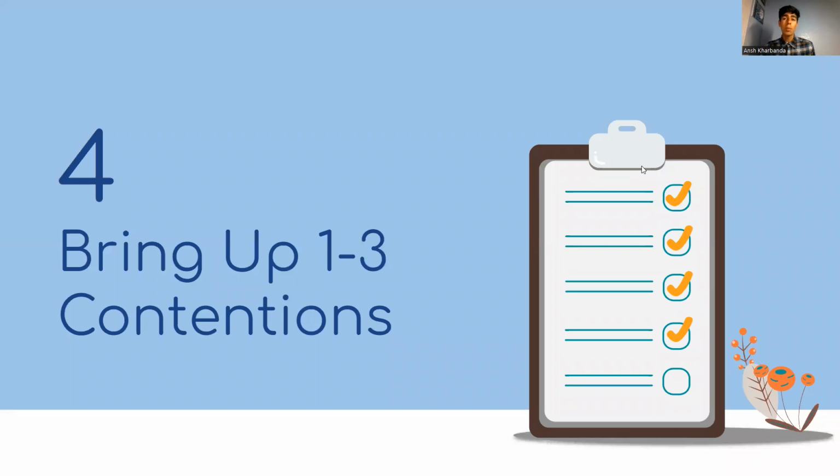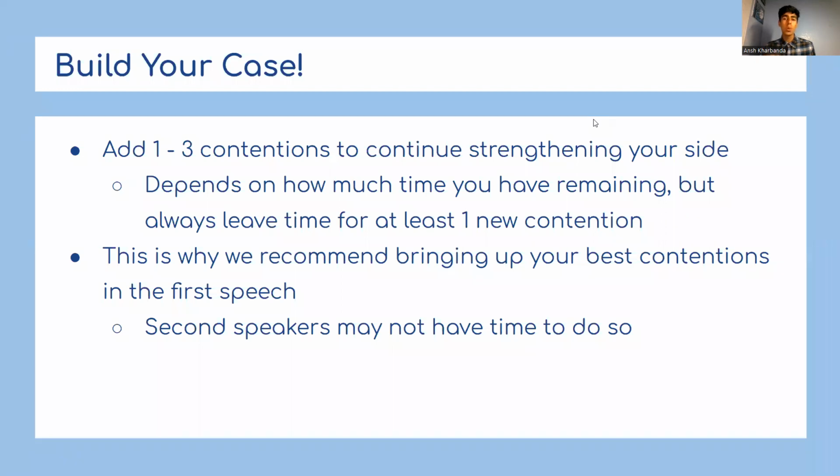Fourthly, you want to bring up about 1 to 3 contentions even as a second speaker. You might be thinking, well, hey, refuting is the most important job of the second speech. Why do they still have to build a case? Remember that the second speech is still considered a constructive speech, which means that they still have to do their part of constructing the case, and they need to bring up contentions. So you want to add 1 to 3 contentions onto your case to continue strengthening your side.